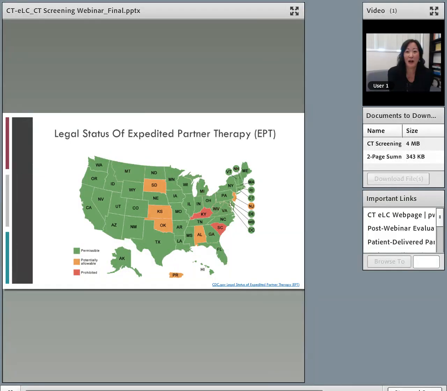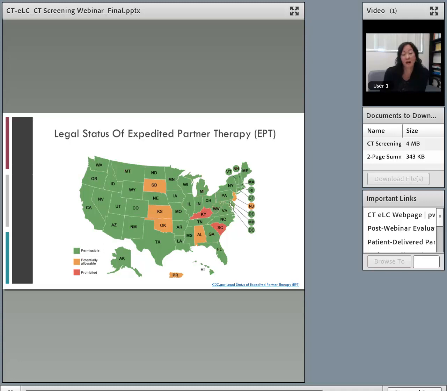So the legal status of expedited partner therapy. I've been in this field for 12 years, and I have to say this map has changed so much since I entered. And Holly, who's been here even longer, probably can attest to the fact that it's really, really morphed. So expedited partner therapy for chlamydia was made legally acceptable in 2001 in California. For gonorrhea, it was 2007. I actually am not sure when it came through for Louisiana, but it was definitely after California. But you'll see there's very few states now where expedited partner therapy is not legally allowable.